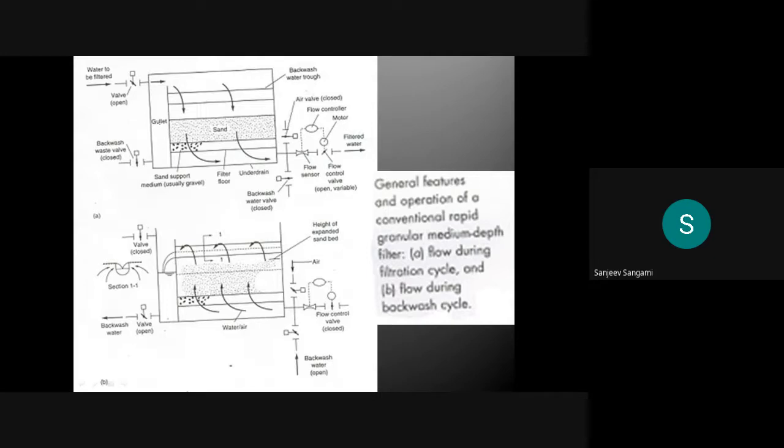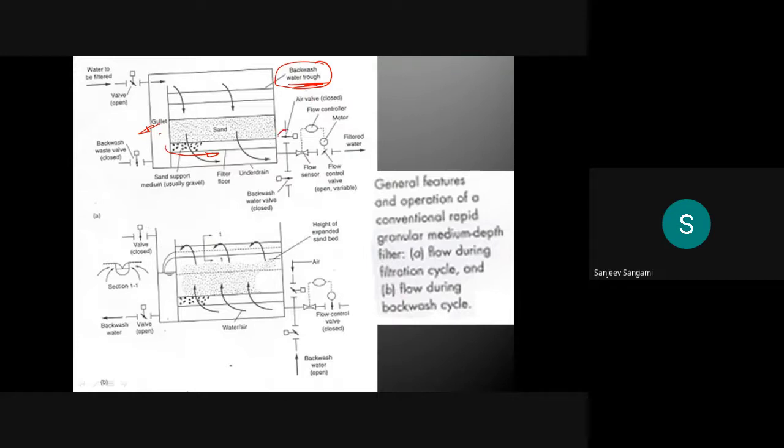I'm talking about once the backwash water will be there, it will be collected here. That we can call gullets. Then it will go through the under drainage systems. Then this one is the backwash trough. What am I talking about? Backwash water trough.